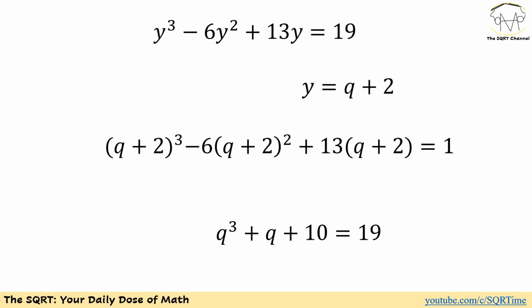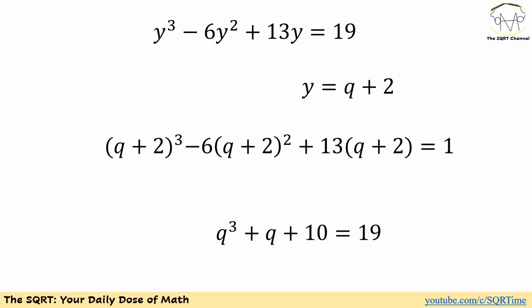Now let's go back to the second equation that we had from the original problem. We have y^3 - 6y^2 + 13y, this time equals 19. We are going to use the same approach, replacing y with a new variable like q + 2, and algebraic simplification results in q^3 + q + 10 = 19.